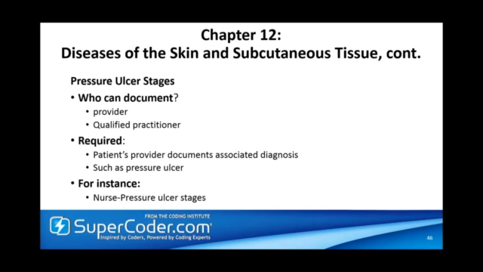Let's discuss pressure ulcer stages and the specific documentation rules. Someone who is not the patient's provider, a qualified practitioner legally accountable for establishing the patient's diagnosis, can document the pressure ulcer stage. So often, a nurse is going to be there who's been given the legal authority to do that, and a nurse practitioner would be able to document that as well. You can use this information as long as the patient's provider also documents the associated diagnosis, such as pressure ulcer.